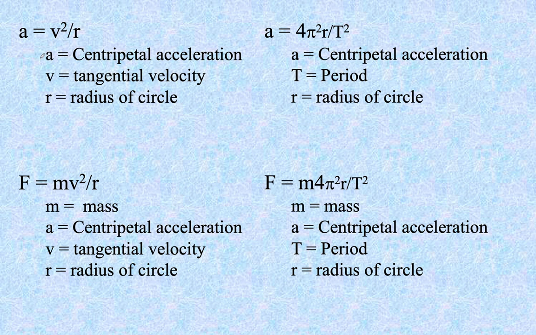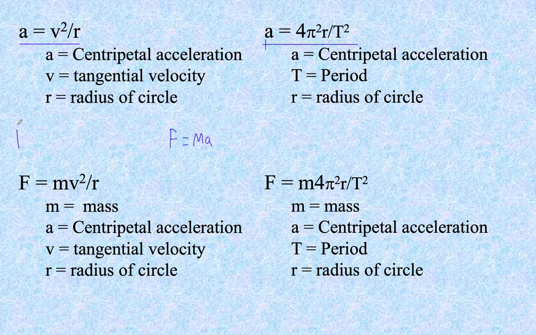So these are two centripetal acceleration formulas, right? There's the one with v and r, and there's the one with r and period. Now, right below them are the force ones. And if you're paying attention here, notice that the force ones are just m times that. This is because F still equals ma. This is Newton's second law, right?